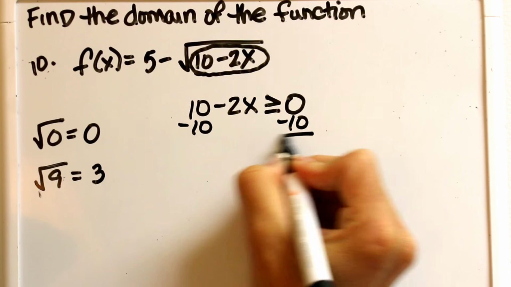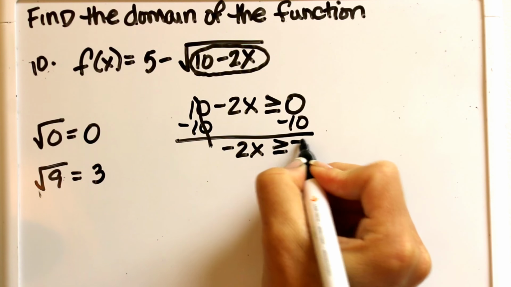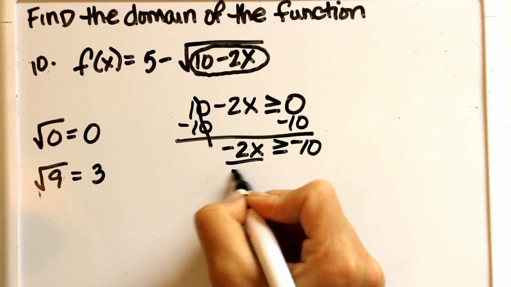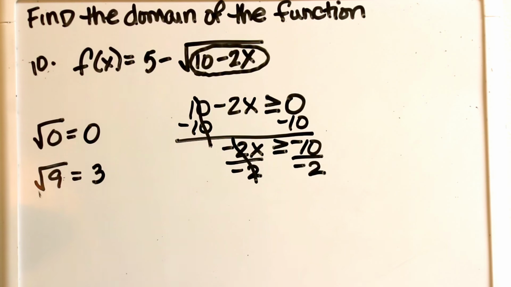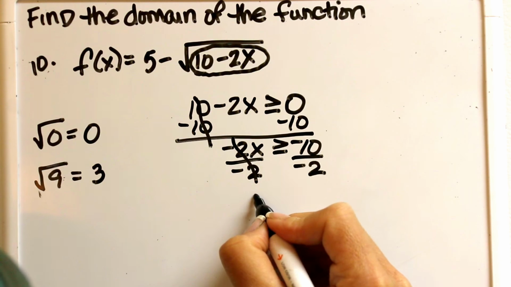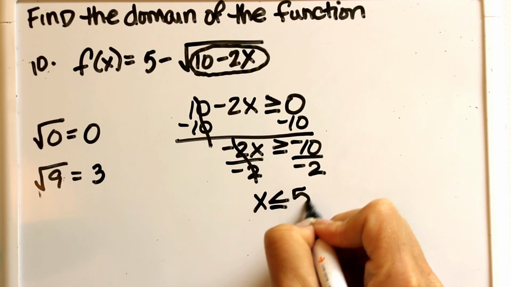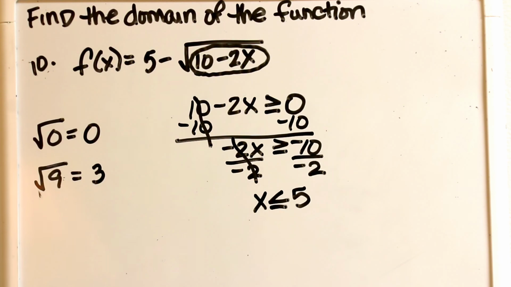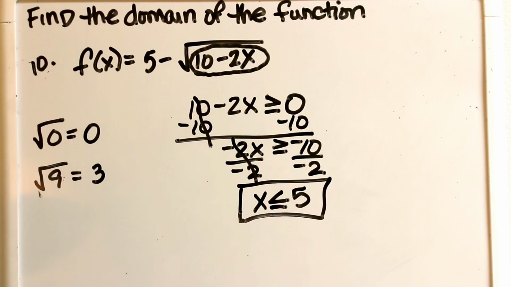I subtract 10. I divide by negative 2. Remember, when you multiply or divide by a negative, your symbol flips. And I am left with x is less than or equal to 5. These are all the possible x values, so that is my domain.